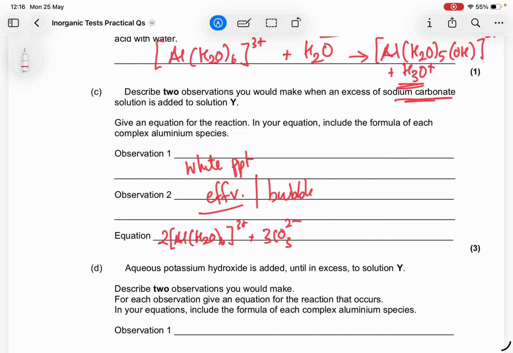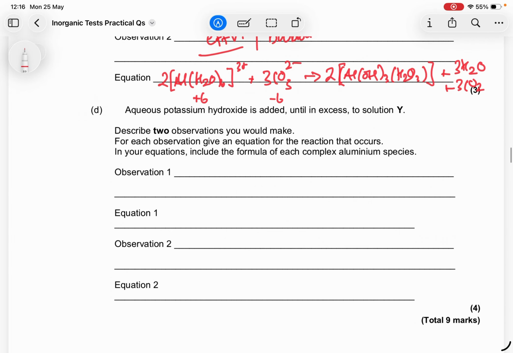A good way to remember this is 3 times minus 2 is minus 6, and 2 times plus 3 is plus 6, so the charges cancel out, because on the right hand side there are no charges. And now you've got 2 Al(OH)3 plus 3 waters and 3 carbon dioxides.